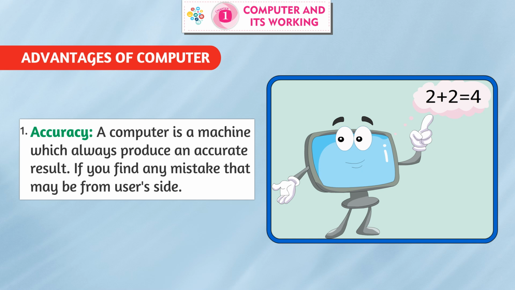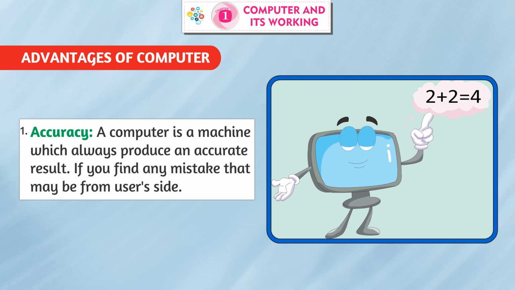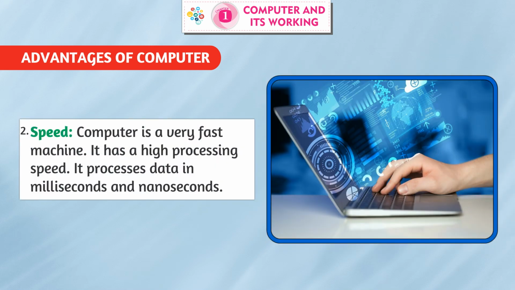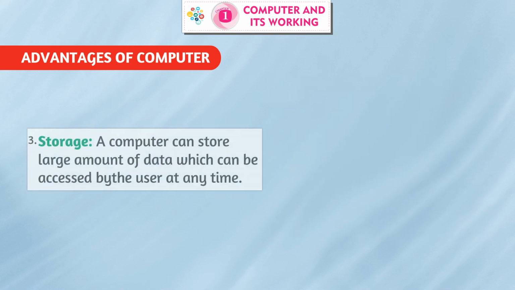Advantages of computer. Accuracy. A computer is a machine which always produces an accurate result. If you find any mistake, that may be from user's side. Speed. Computer is a very fast machine. It has a high processing speed. It processes data in milliseconds and nanoseconds.